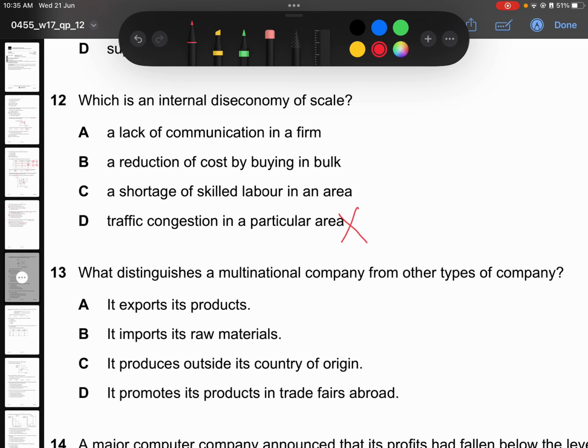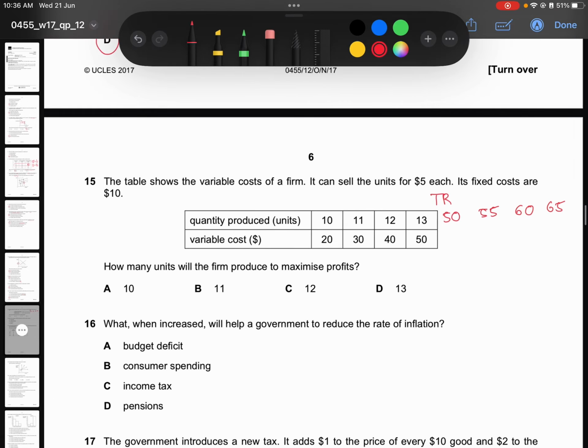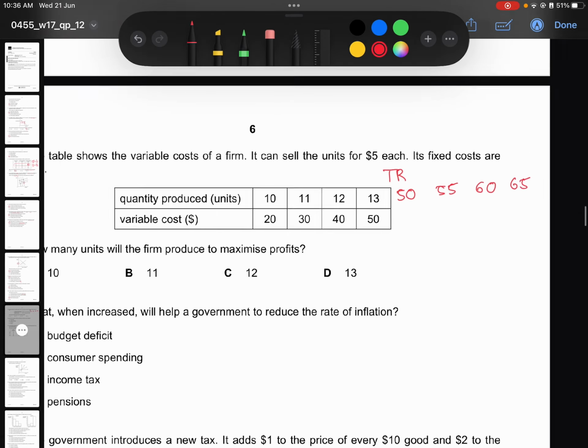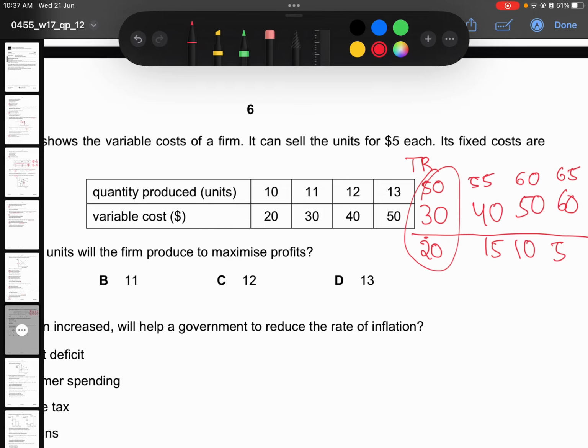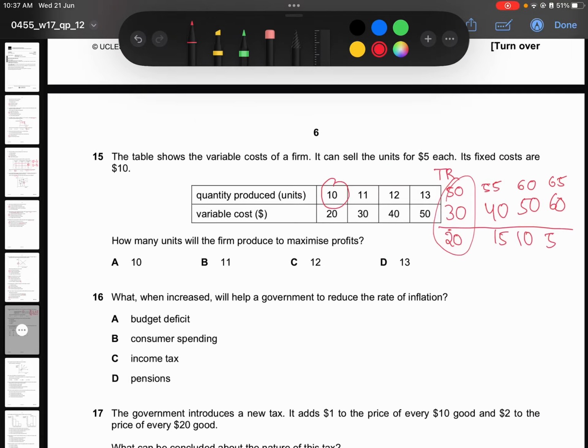This is your total revenue. And you have variable cost plus 10. If you do total costs, they're going to be 30. 20 plus 10 is 30, 30 plus 10 is 40, 40 plus 10 is 50, and 50 plus 10 is 60. Now if you subtract these, whichever gives you the greatest difference, revenue minus cost, will give you the profit. So 50 minus 30 is 20, then 15, then 10, then 5. So you can see that at this level your profit is maximized, which is quantity produced 10. Hence your correct answer is 15A, 10.